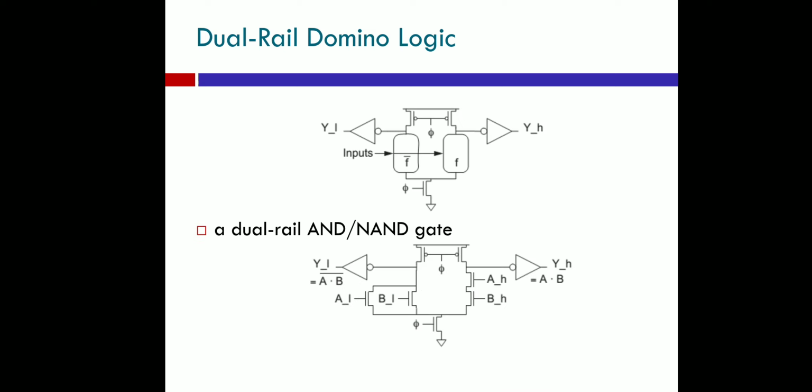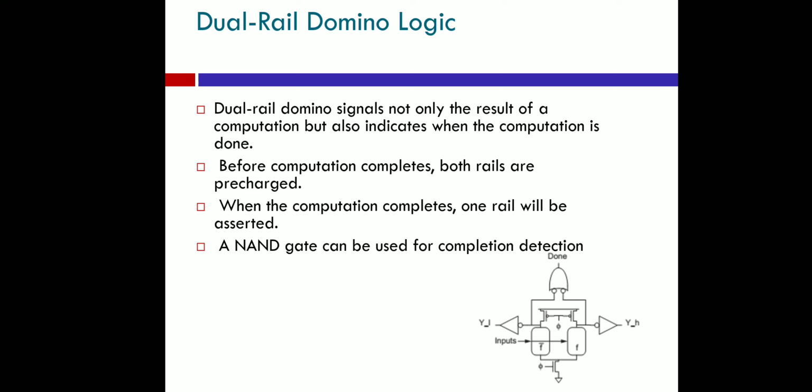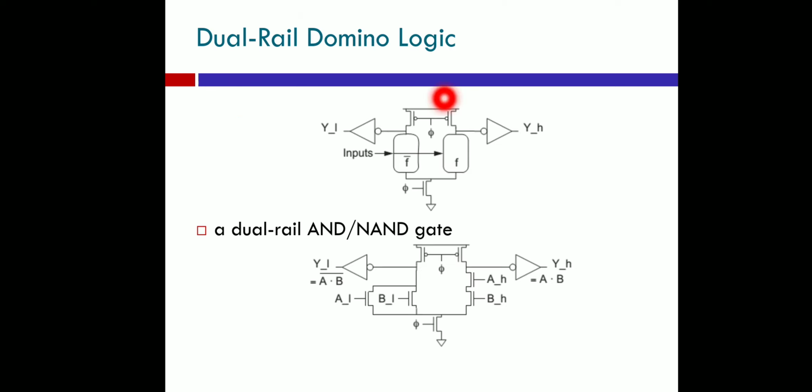An example is, before that we can just see how we implement that. See here, you have the true function, the complementary function. You are applying the inputs. So here you get the output and here you get the complement of the output. So you are providing true and complementary inputs and you are getting true and complementary outputs.